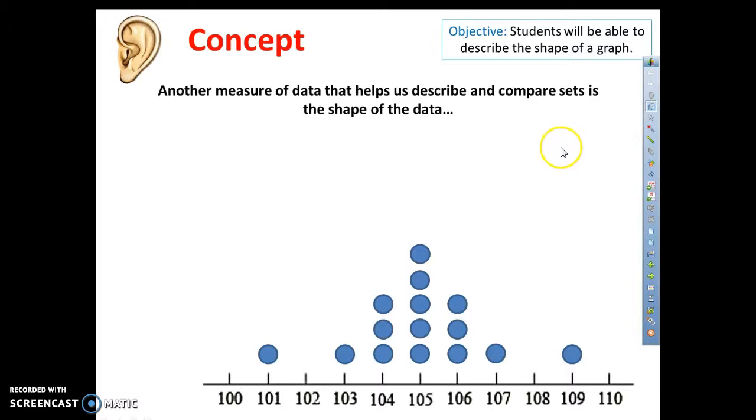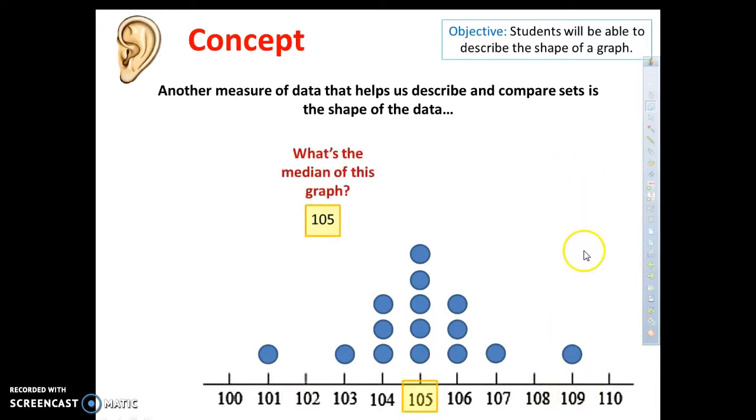Another measure that helps us describe and compare sets is the shape of the data. So how does data look? Here you'll see a dot plot ranging from 101 to 109, and we want to calculate the median. If I went ahead and calculated it, it would be 105. It would be right here.